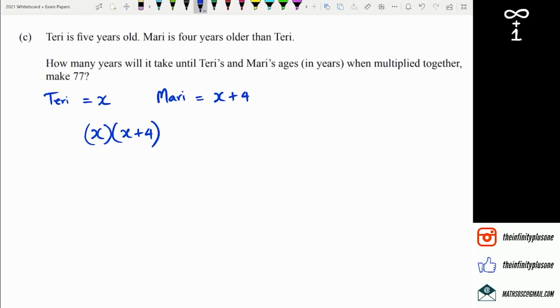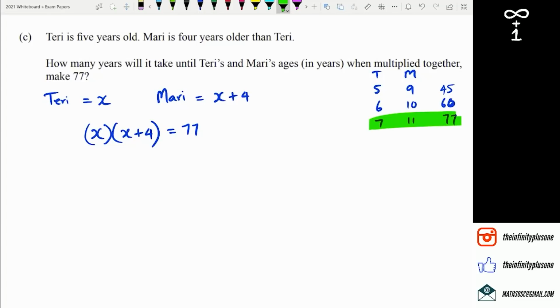No matter what his age is, at some point their two ages are going to multiply to 77, and that's what we're trying to figure out, how many years it's going to take before they multiply to 77. If you go, geez, I don't understand that, let's think about it like this. If Terry is 5 years old, Mari is going to be 9. When we multiply them together, we get 45. If you keep carrying on, you've got 6 and 10, which gives 60. And if it's 7, they're going to be 11. Oh, there you go. We've already got the answer right there.